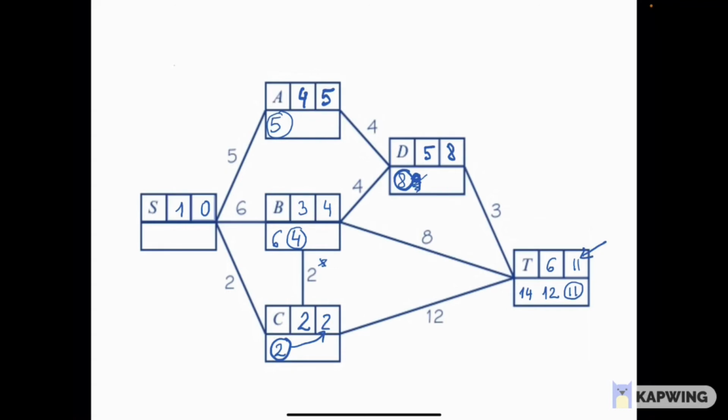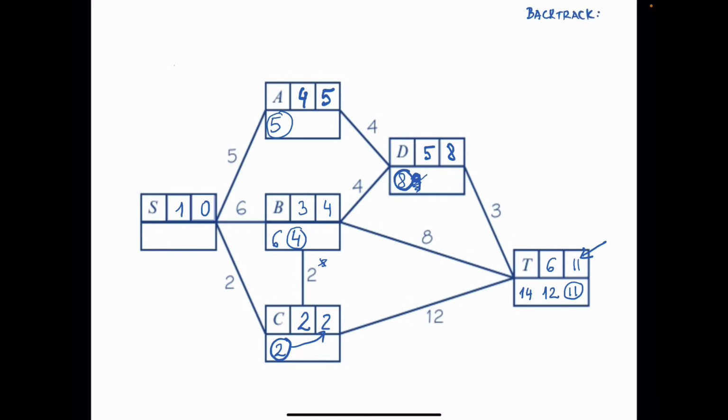And now I need to find the route, which vertices I have to cross in order to reach the final vertex, T, in the shortest route possible. So I need to backtrack. So I'm going to write it here, backtrack.